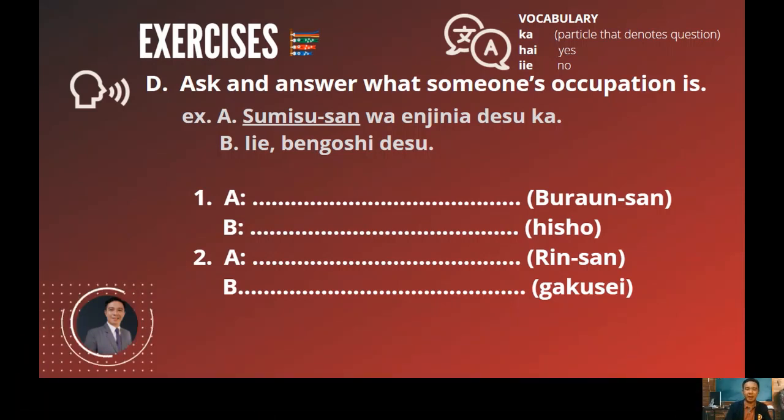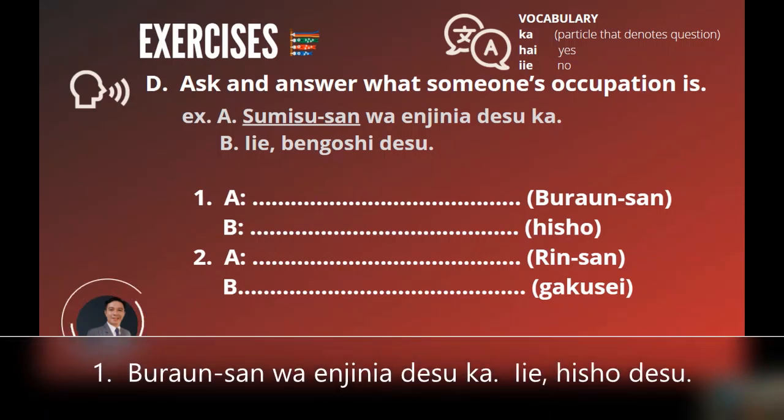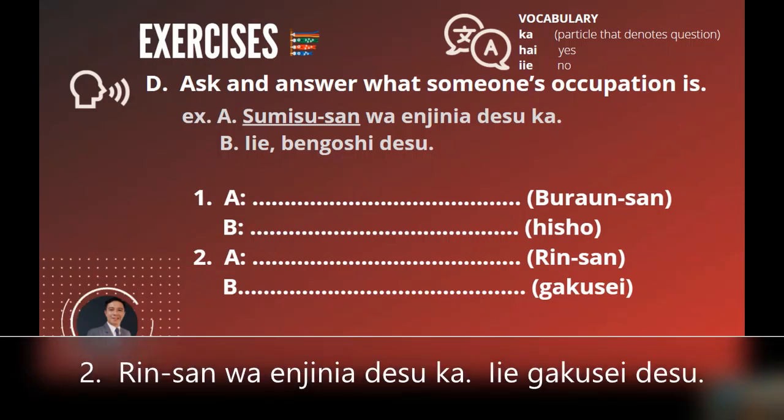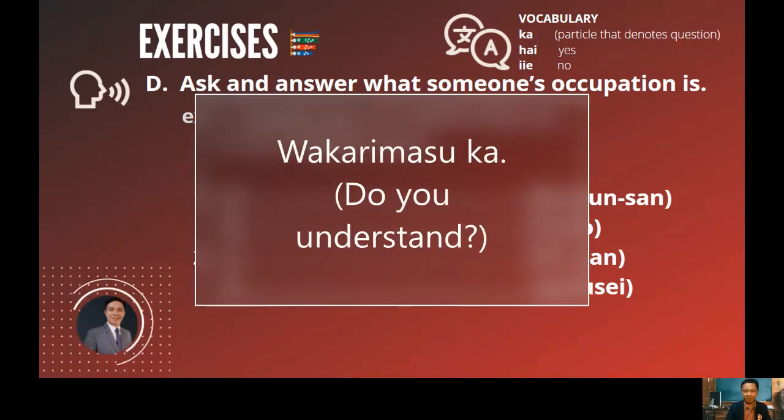Okay, has everybody answered this activity already? Let's have number one. Brown-san wa engineer desu ka? Ie, isshu desu. Rin-san wa engineer desu ka? Ie, gakusei desu. Hai. Mina-san, wakarimasu ka? Do you understand, guys? Wakarimasu ka?